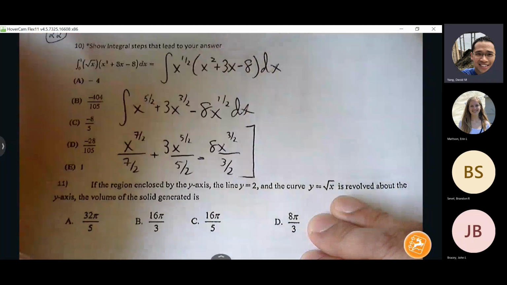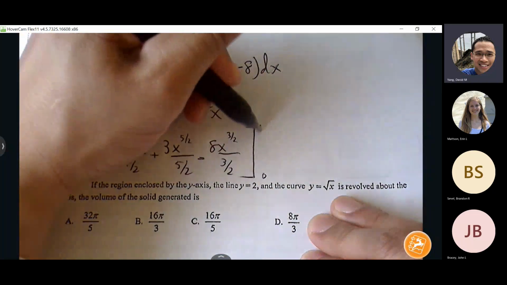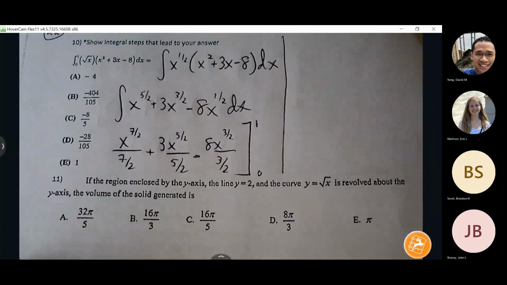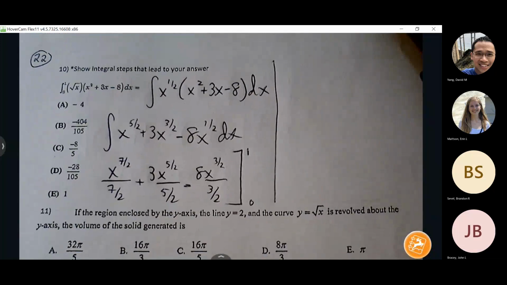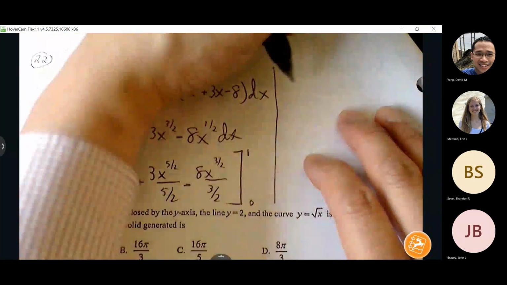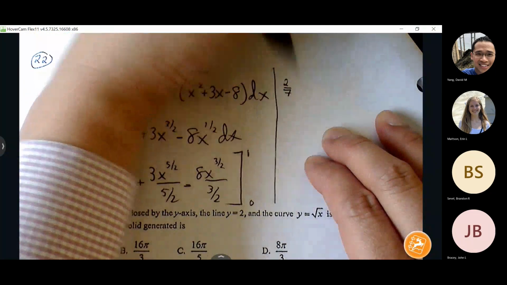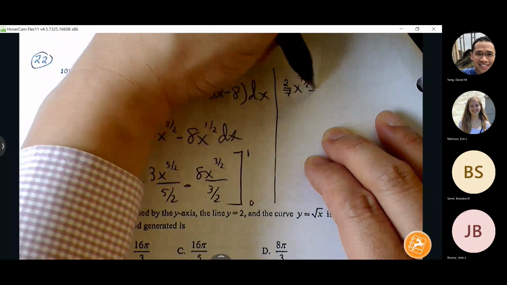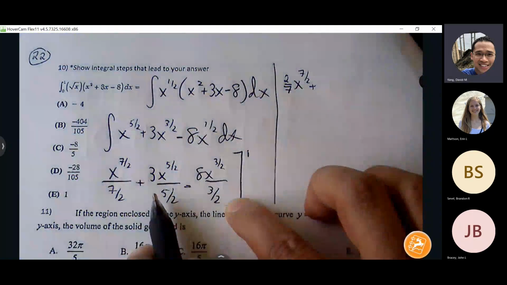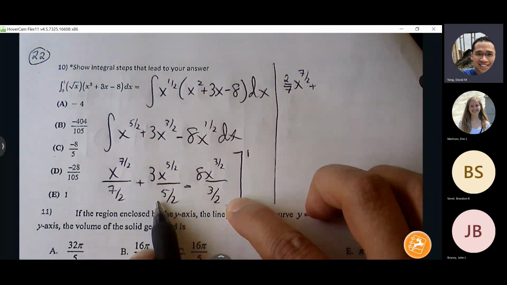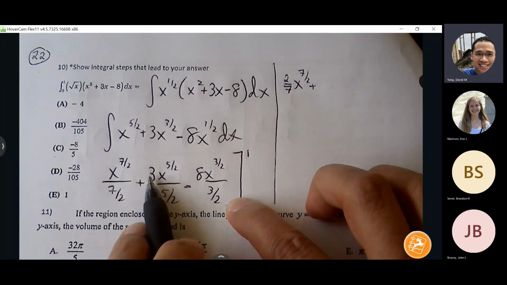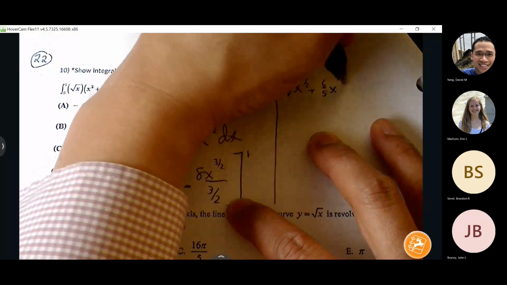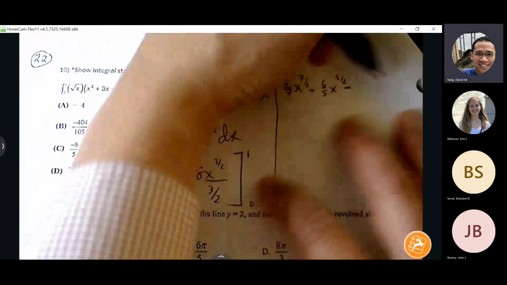No need to do a plus C. There are bounds involved, so we can use 0 and 1. Upper bound first. I'm just going to flip all my denominators up and multiply with the coefficients in front. So 3 times 2/5, 8 times 2/3.